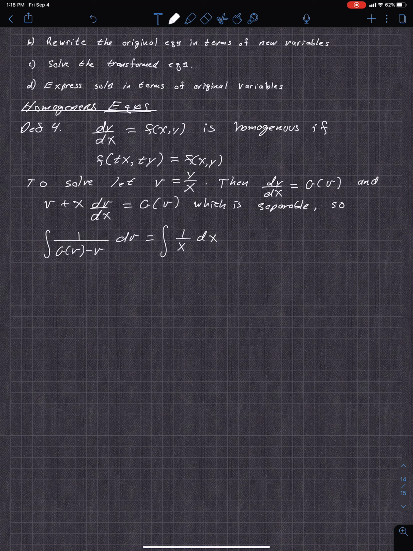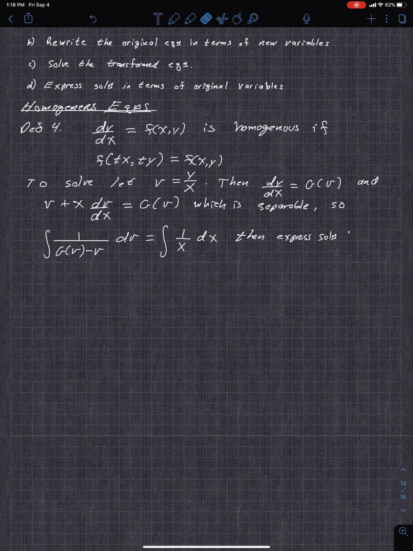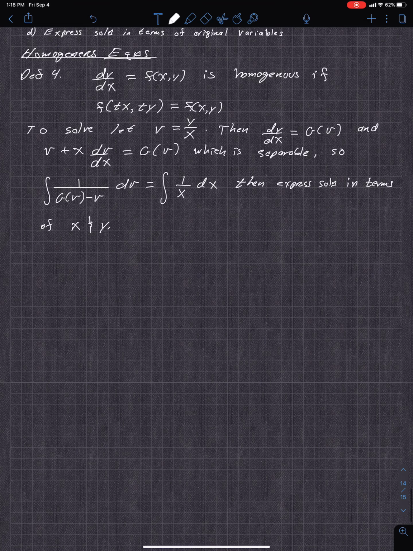Then express the solution in terms of x and y. That's the substitute back step. So let's look at an example of this.